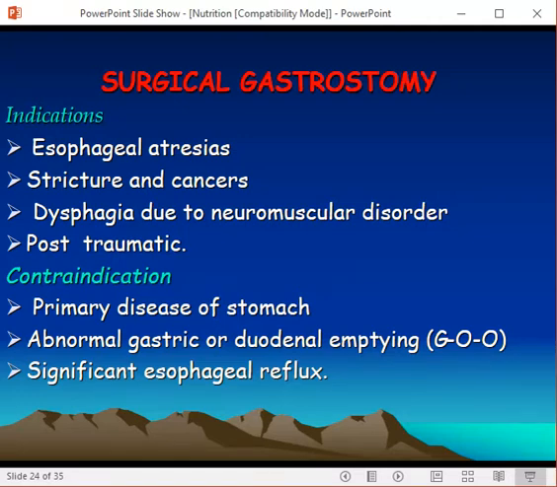Esophageal atresia, stricture and cancers, dysphagia due to neuromuscular disorder, post-traumatic. And what are the contraindications? Primary disease of the stomach.